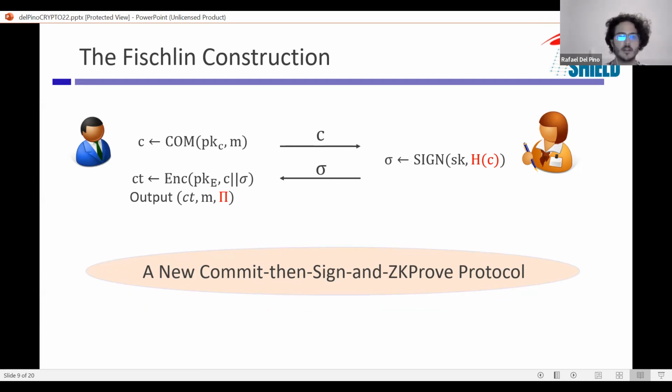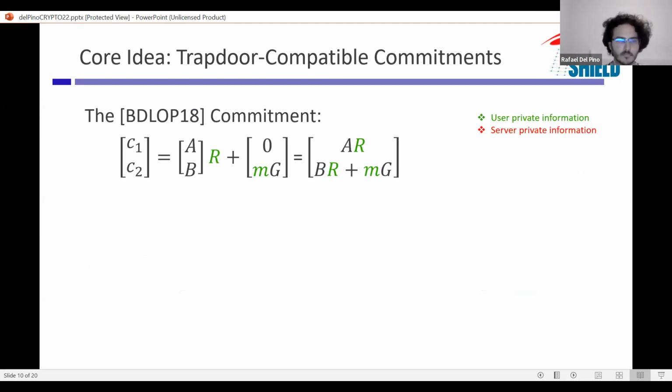So how do we do this? Well, first I need to present the building blocks. First we will use the BDLOP commitment by Baum et al., which is very simple. The commitment C is separated in two parts, a top part C1 and a bottom part C2. It's just a tall matrix times a randomness R plus 0 on the top part, and a message times a gadget matrix on the bottom part. We don't care at all what the gadget matrix is right now. What we do care about is that the top part of this commitment, A times R, does not contain any information on the message. It's just a random matrix times the randomness. All the information on the message is on the bottom part.